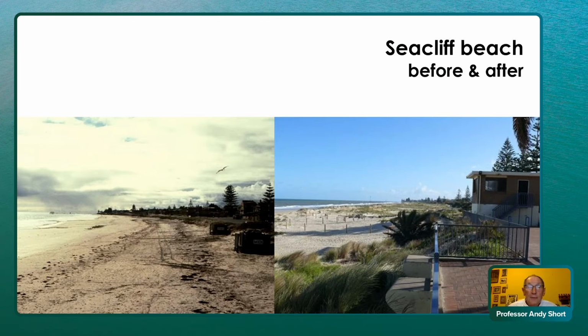So here we see the impact of the nourishment or the backpassing down at Seacliff. Before, the beach was very narrow, right back to the seawall and the dune escarped. And after nourishment and backpassing, we have a nice wide beach, a natural vegetated foredune, and everything that goes with it.